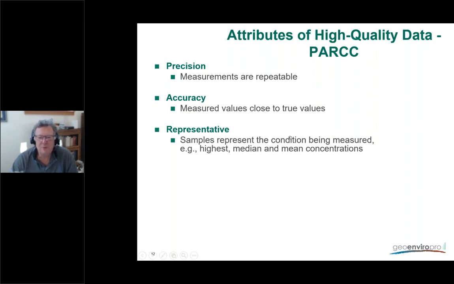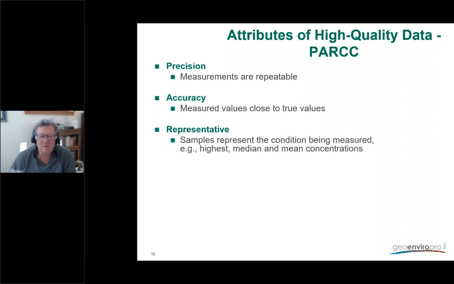Representative: the sample should represent the condition being measured. Here I've made a note, and again, this is mainly to do with soil, but you want to have enough data so that you not only have the highest concentration at your site, you also want to have enough data to know the median and the mean, for example, maybe percentiles, so that you can quantitatively compare your data from a, let's call it a population of soil samples, against the standard.